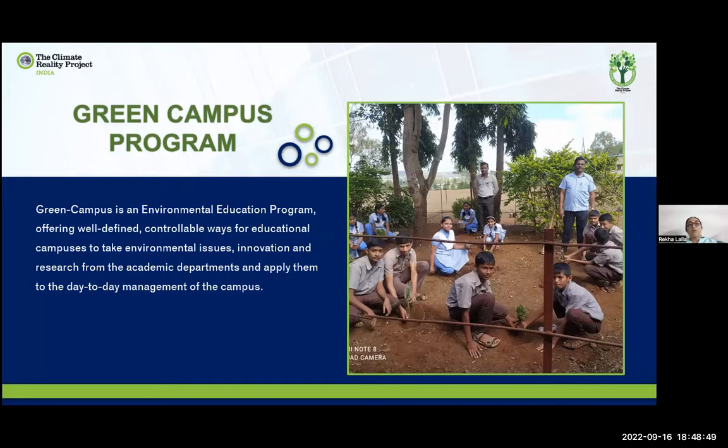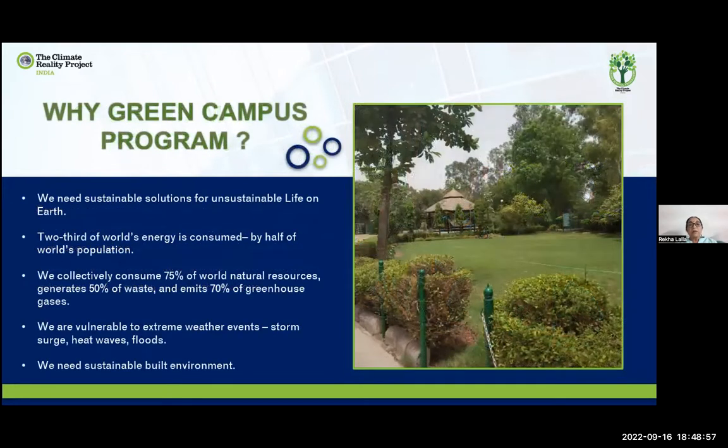A lot of schools across India have joined the Climate Reality Green Campus Program. We have already given them a rating as well. In the process, the students know how much they are consuming, what natural resources they are consuming, be it waste, how they have to segregate it, and how much water they are consuming. What they are learning in schools, they are implementing at home also.